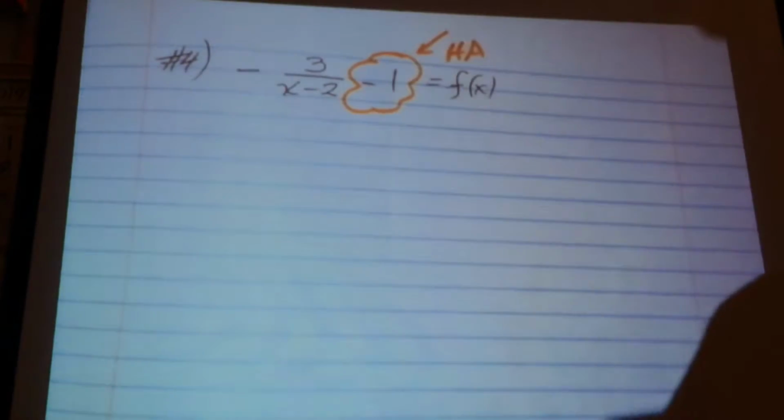But the only thing I care about for a vertical asymptote is my denominator has to equal 0. So it's just x minus 2 equals 0. So x equals 2.